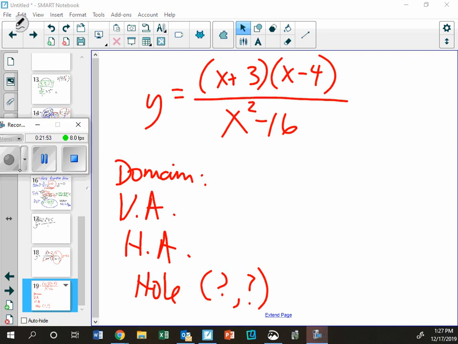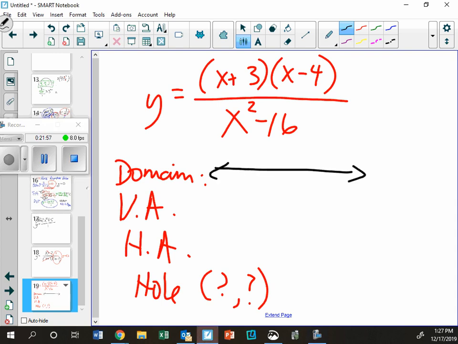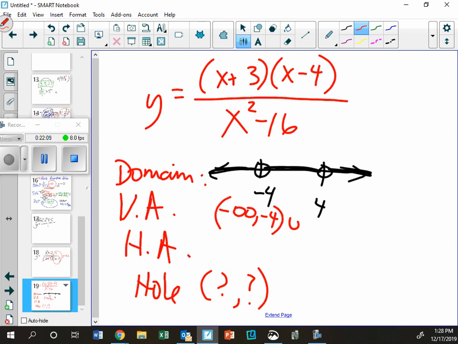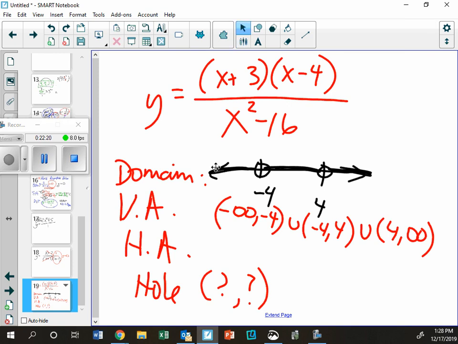Okay, domain. I hope you knew this was everything that works. So what doesn't work? -4 and 4. I like to write it this way. You can do that way, or you can do this way. But you know what? I'm a little scared that all it would take is 1 parenthesis off and I'd have to mark it wrong.